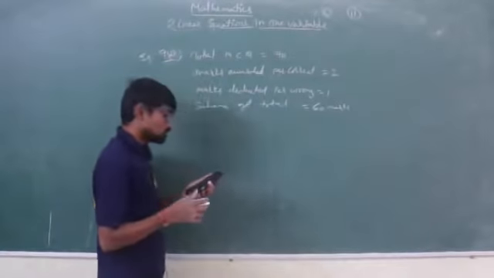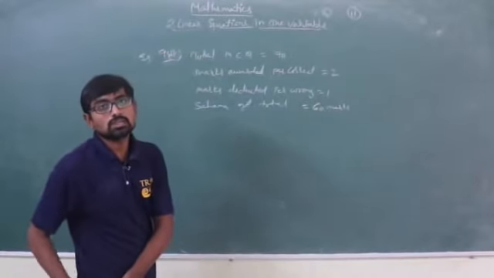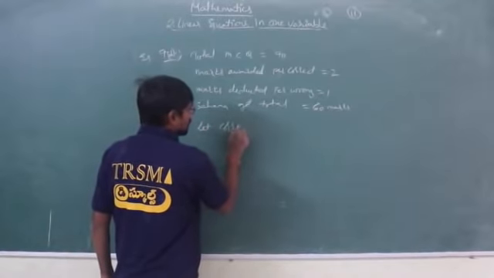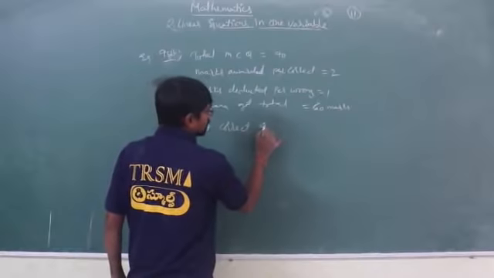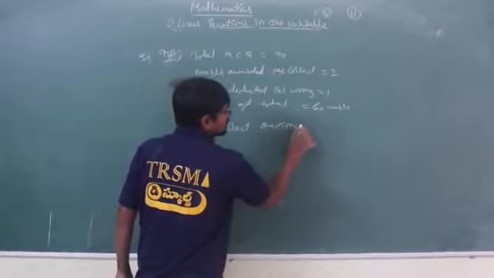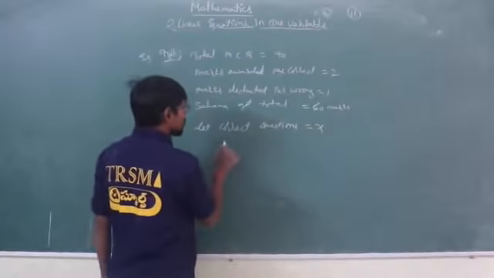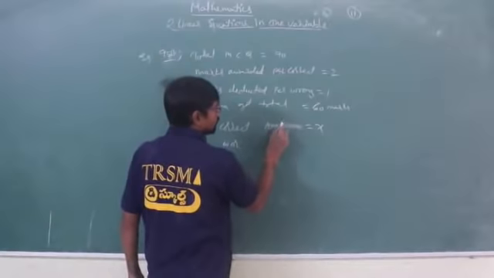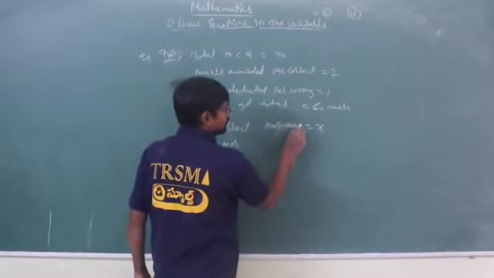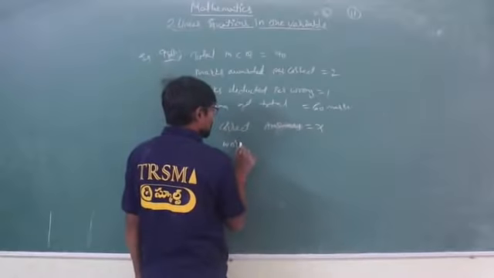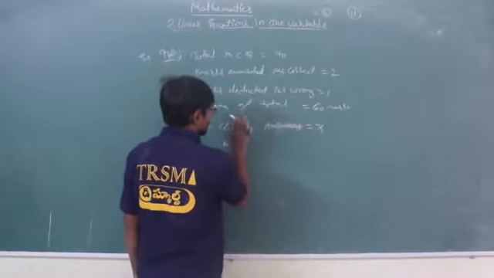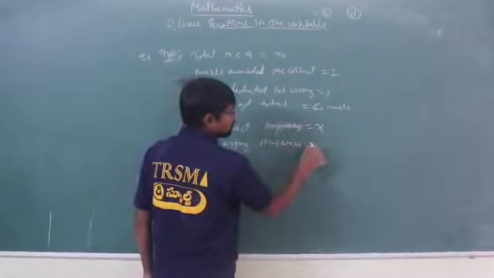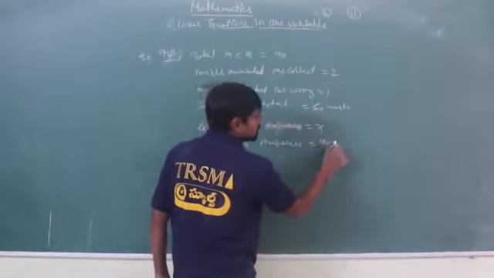How many correct questions she has written, we don't know. So let the number of correct questions be x. Correct answers is equal to x. Then what about wrong answers? Can I write 90 minus x, isn't it?